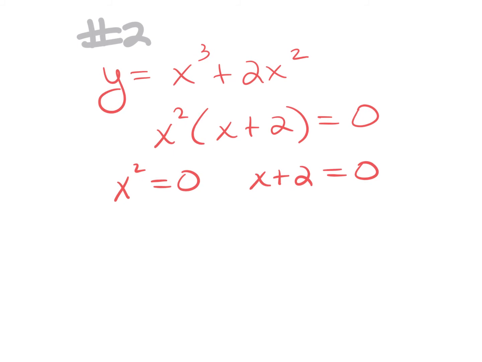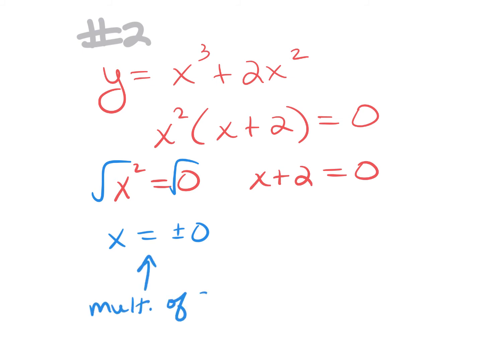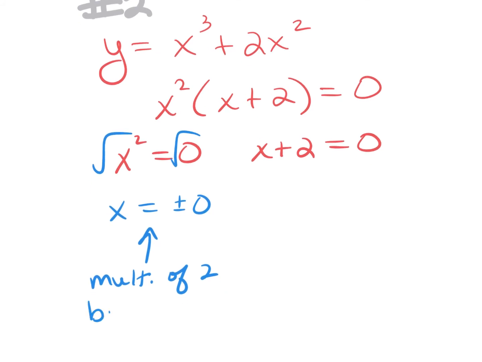I'm going to square root this one. Now, notice technically what I'm getting out of this is plus and minus 0. But there really is no positive and negative 0. So what you need to know is this has a multiplicity of 2. So this is going to be a bounce or a touch and turn when I graph it. It's not going to cross through the x-axis at 0.